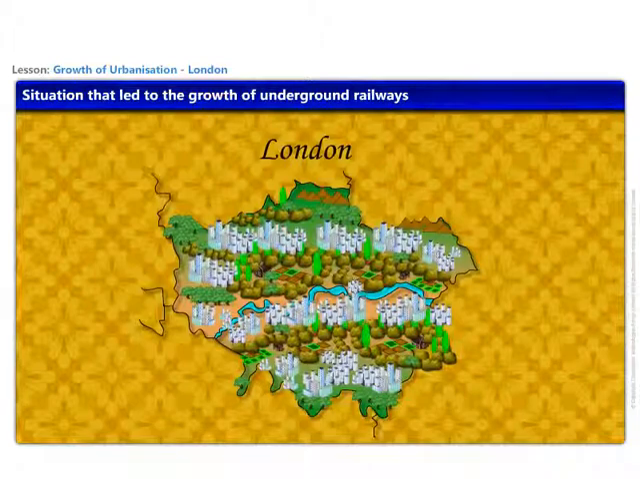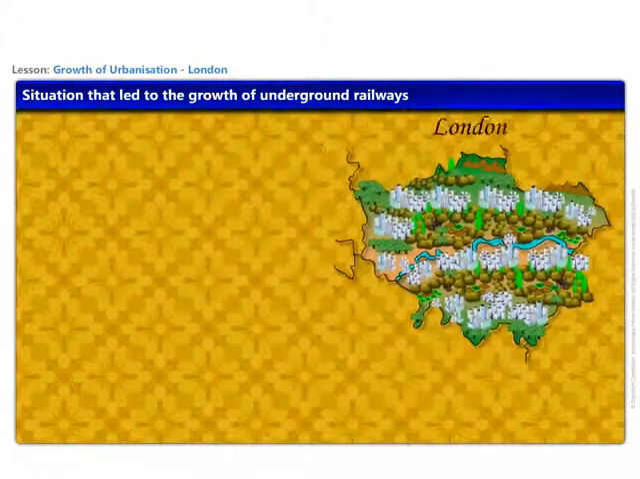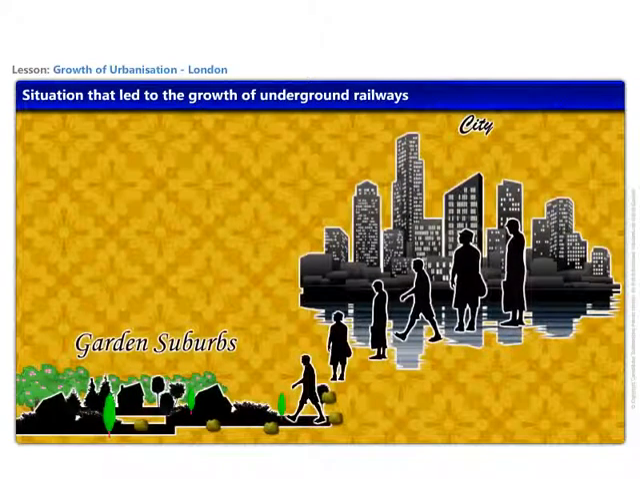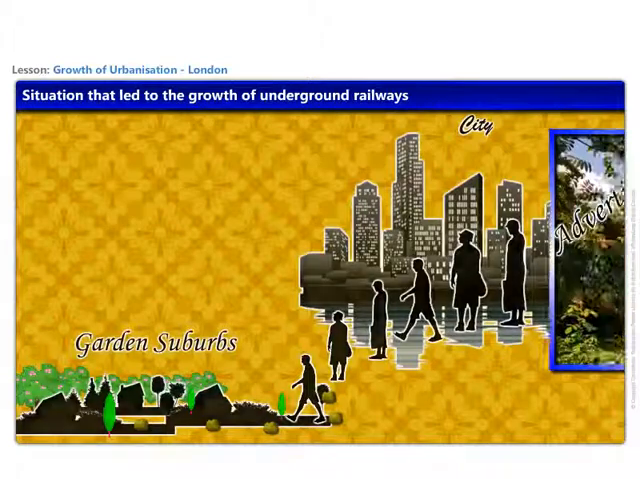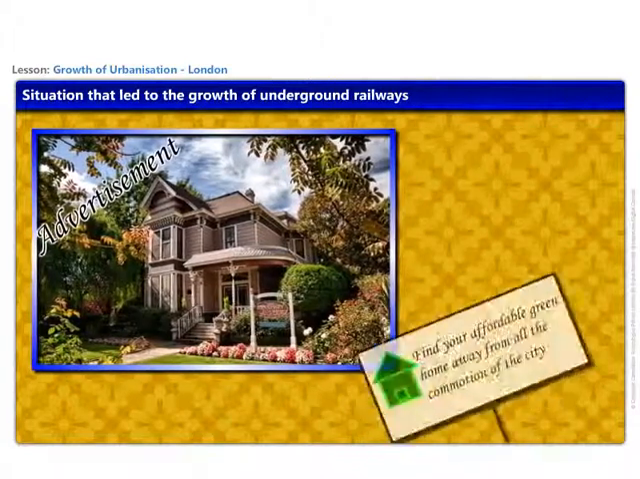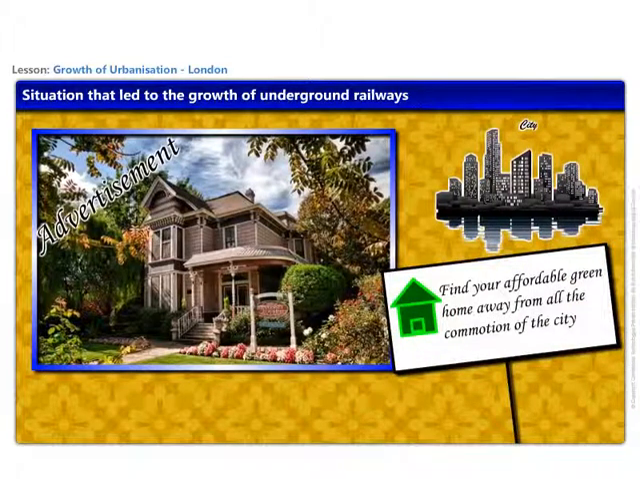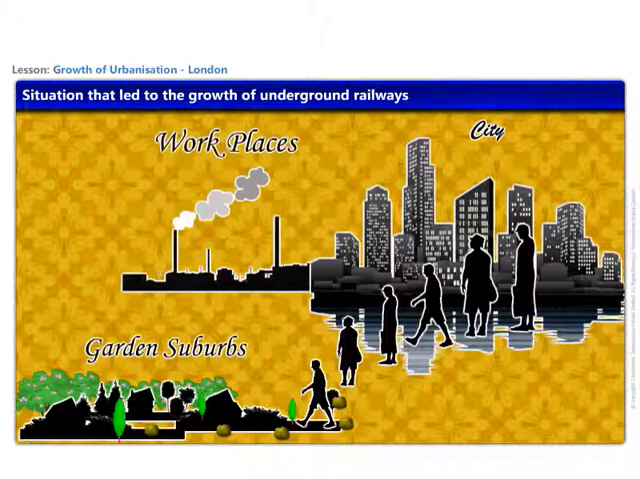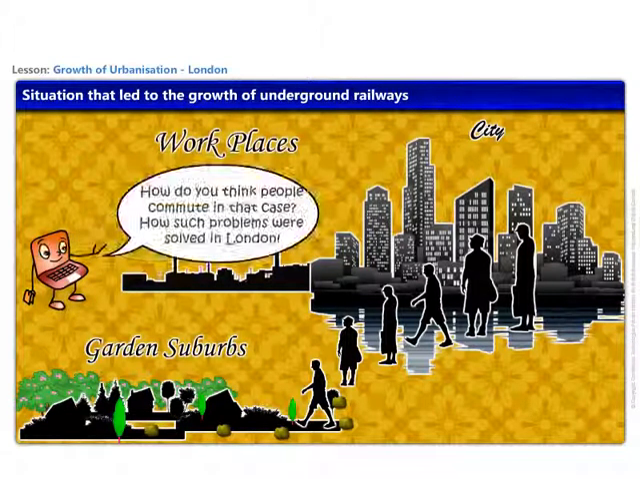In this way, the city had extended beyond the range where people could walk to work. But how could people be persuaded to leave the city and live in garden suburbs? Look at this advertisement you frequently see in your city: "Find your affordable green home away from all the commotion of the city." Nowadays, people prefer staying peacefully away from city hustle, but their workplaces are located in the city. How do you think people commute in that case?